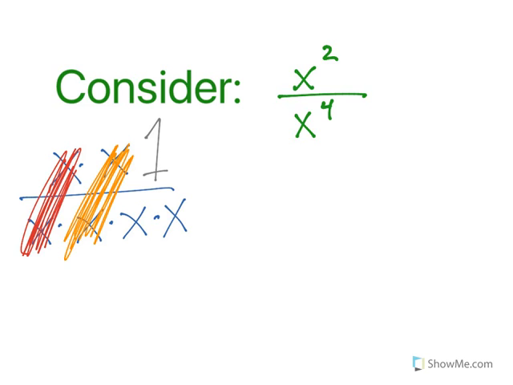Now that leaves me with nothing in the numerator, which means it would just be a 1, right? It's kind of like our placeholder. But in the denominator, I have x squared. That's what I have left, right? 2 x's, repeated multiplication, so x squared.